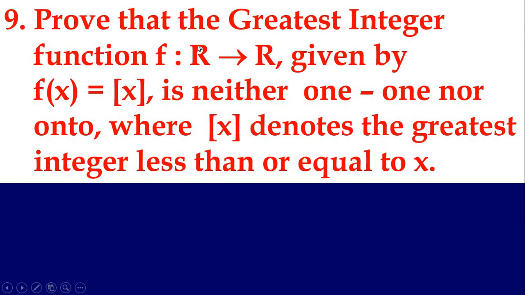The next problem, prove that the greatest integer function f from R to R given by f of x equal to greatest integer function of x is neither one-one nor onto, where greatest integer function denotes the greatest integer less than or equal to x.